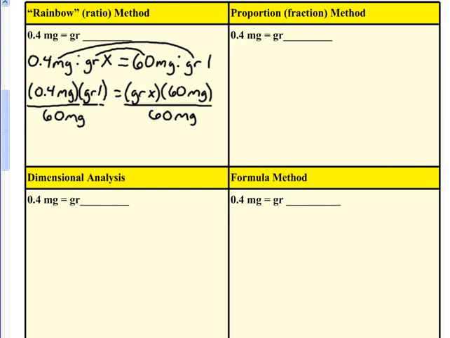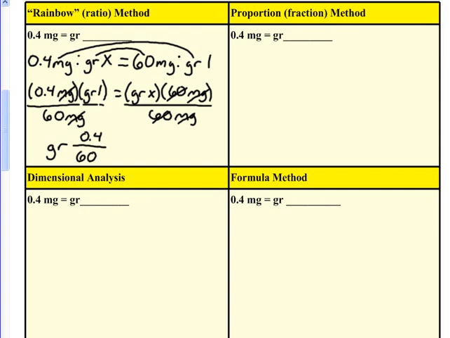This time we can see on the right-hand side of the equal sign both the number 60 as well as the unit milligrams cancels out, whereas on the left-hand side only the unit milligrams cancels. We now can find out how many grains are equivalent to 0.4 milligrams. To do this, we're going to multiply the top of the fraction, 0.4 times 1, to get 0.4, and bring down the bottom of 60.